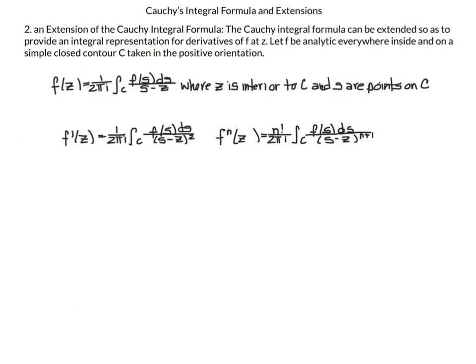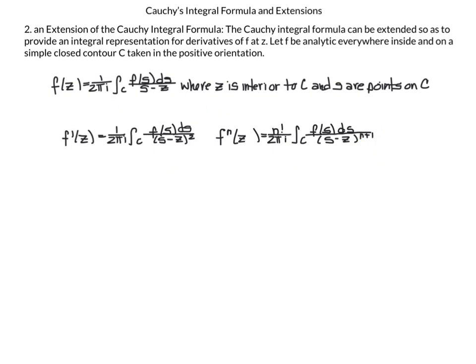So here we have the extension. It's an integral representation over here for derivatives like f prime of z. We have the same condition that f must be analytic everywhere inside and on a simple closed contour C taken in the positive orientation. This is our Cauchy integral formula. Now we have a formula for f prime of z based on the integral, and you see it's the same formula except now we have s minus z squared. And for the nth derivative, we have n factorial here, and we have s minus z to the n plus 1.